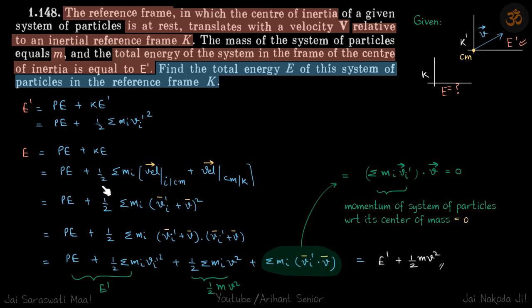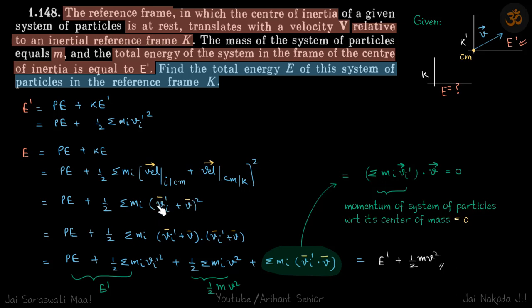And now Ke we can write as half Mi into the velocity of particles in the reference frame of k, whole square. If we just take one particle, you can imagine that if you have a particle here, its velocity with respect to k will be the velocity of the particle with respect to the center of mass plus the velocity of the center of mass with respect to k. The velocity of the particle with respect to the center of mass will be v dash, and the velocity of the center of mass with respect to k is v. So that's what we have written, vi dash plus v. This is the velocity of i with respect to the center of mass plus the velocity of the center of mass with respect to k. So i with respect to the center of mass is v dash, and the center of mass with respect to k is v.